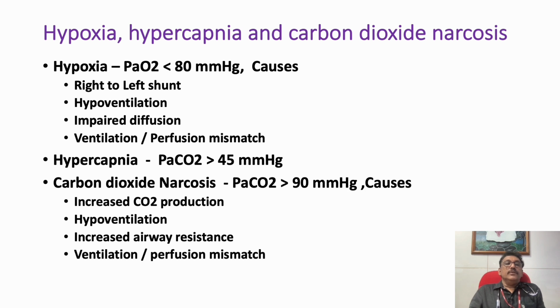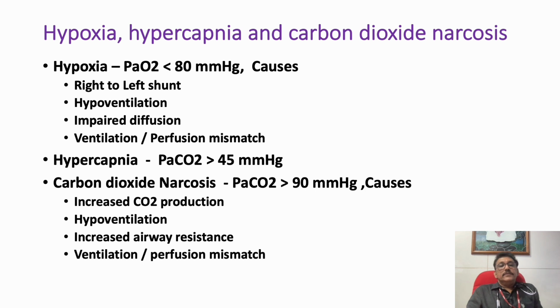Hypoxia means PaO2 less than 80 millimeter of mercury. Causes are right to left shunt, hypoventilation syndromes, impaired diffusion in the lungs, ventilation perfusion mismatch. So many conditions can produce all these problems. You can see asthma, COPD, pneumonia, pulmonary embolism, pneumothorax, pleural effusion, and congenital heart diseases, and chronic lung disease. Chronic liver disease also sometimes can produce shunting in the lungs. This is called hepatopulmonary syndrome. So many conditions can produce hypoxemia.